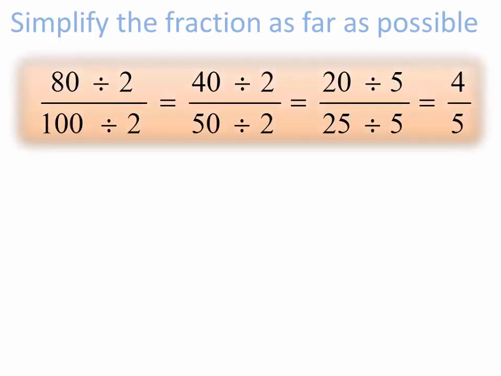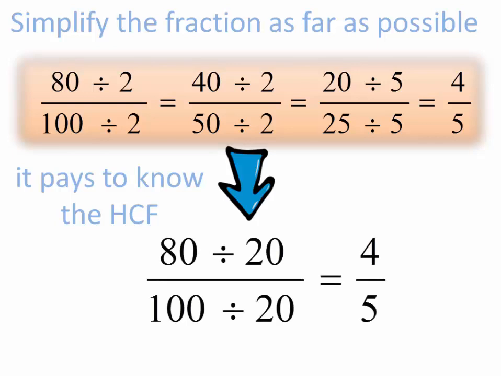So that's a lot of steps, and it pays to know the highest common factor, which in this case is 20. So 80 divided by 20 is 4, and 100 divided by 20 is 5. You'll get the simplified fraction in one step.